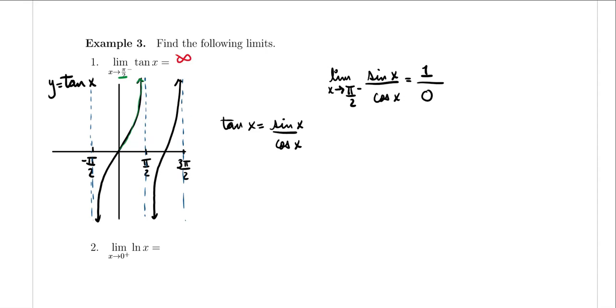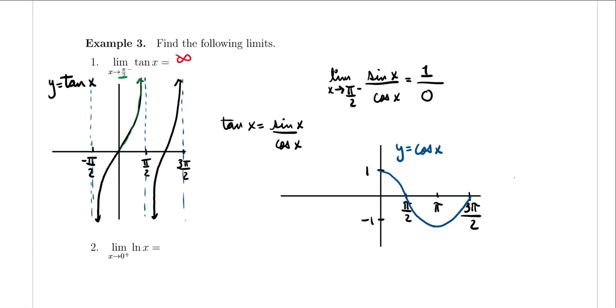So for this one here, I'll take the opportunity to remind you how the graph of a cosine function looks like. There we go. This is the graph of a cosine function, but I'm only going from 0 to 3 pi over 2. So what we're trying to find out here is, as the x gets closer and closer to pi over 2 coming in from the left, what are we getting closer and closer to?